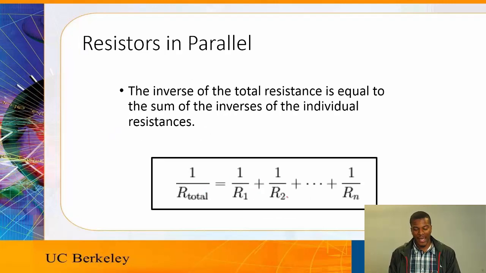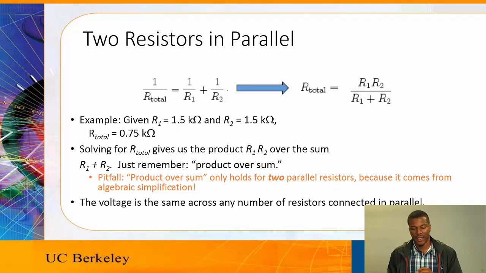To simplify parallel resistances, we can find the total resistance by finding the inverse of the sum of the inverses of the individual resistances. We'll show an example of this in the next slide.